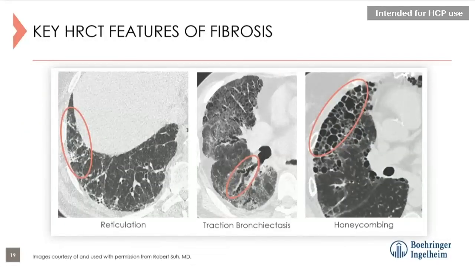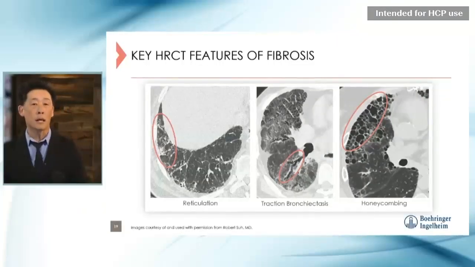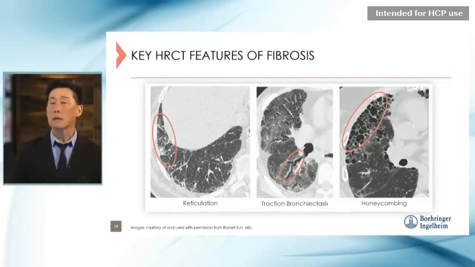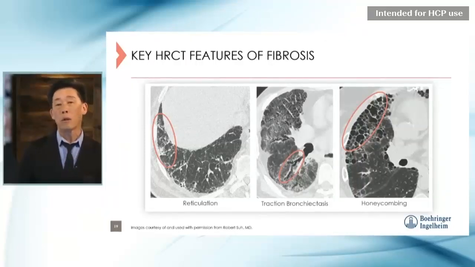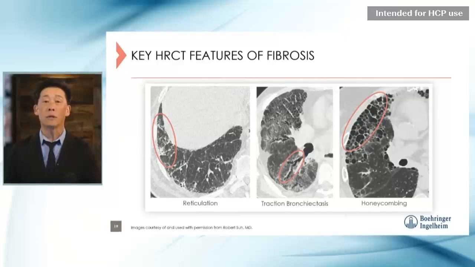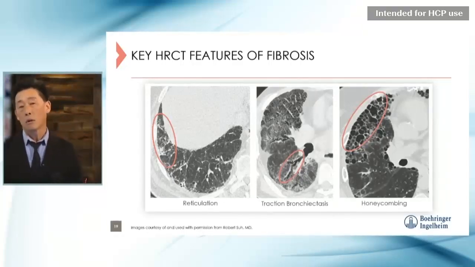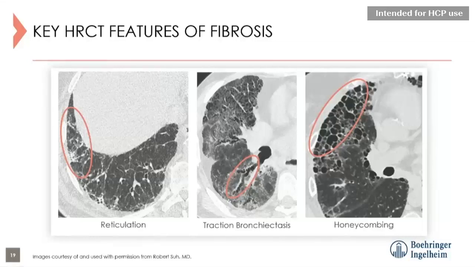Other features that are indicative of pulmonary fibrosis other than reticulation include traction bronchiectasis and honeycombing. As you all know, bronchiectasis is an irreversible dilation of the airways caused by a number of causes, whether it's obstruction, infection, or even cases of pulmonary fibrosis. By definition, traction bronchiectasis results from fibrosis immediately outside of the airway, pulling apart that airway and causing it to dilate. It's easiest to see in the lower lobes and can be consistent with idiopathic pulmonary fibrosis.